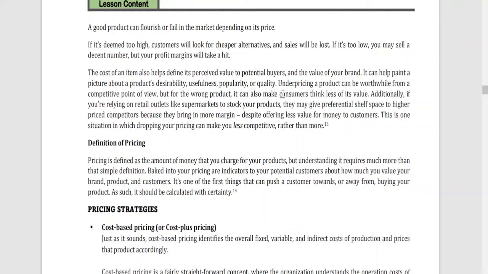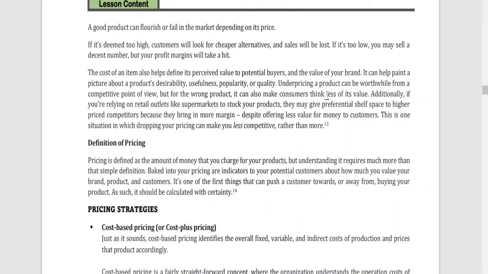Oftentimes, we associate higher prices with the quality of the product. So if the price of the product is expensive, we deem that it is of top-notch quality or it has so many features, it is worth the price. On the other hand, if the product is priced too low or too cheap, we think that it is substandard or it does not possess good quality compared to those products which are expensive.